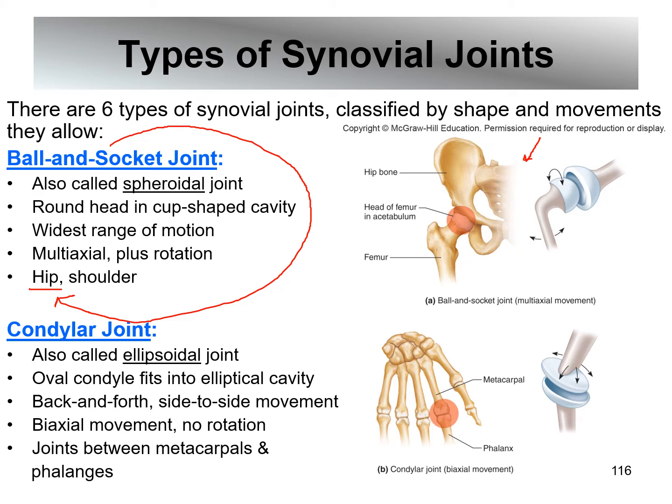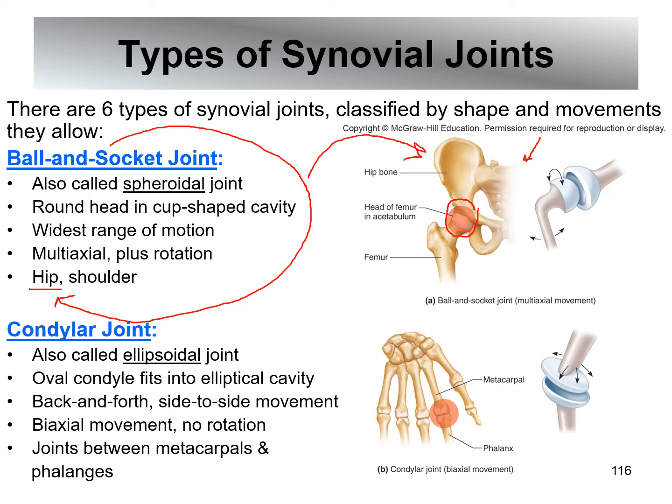So the ball and socket joint, which the classic joint is the hip. It is this picture here. It is talking about the ball, the head of the femur, which looks like a ball, and the acetabulum of the coccyx, which is a socket. It's a ball and socket joint.